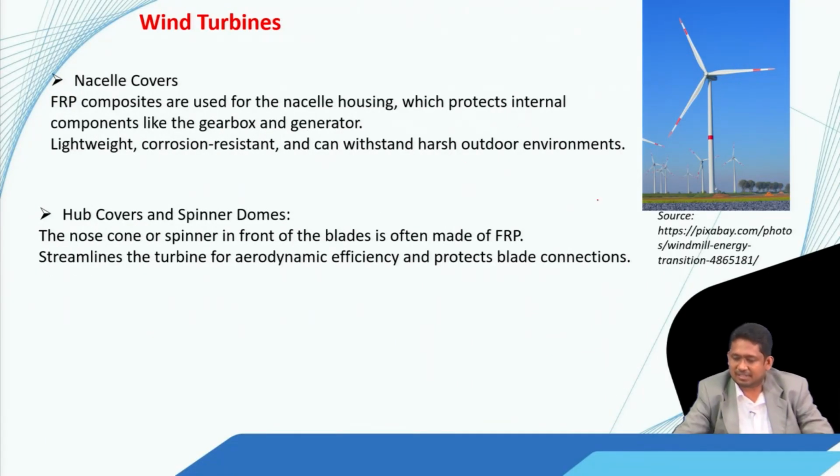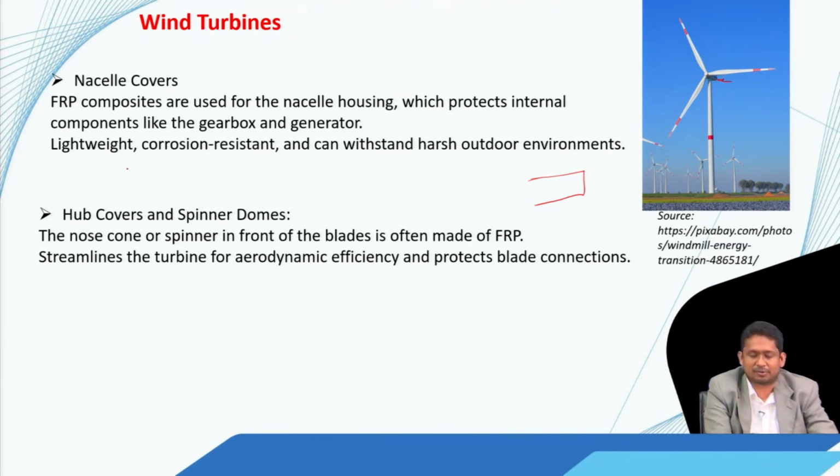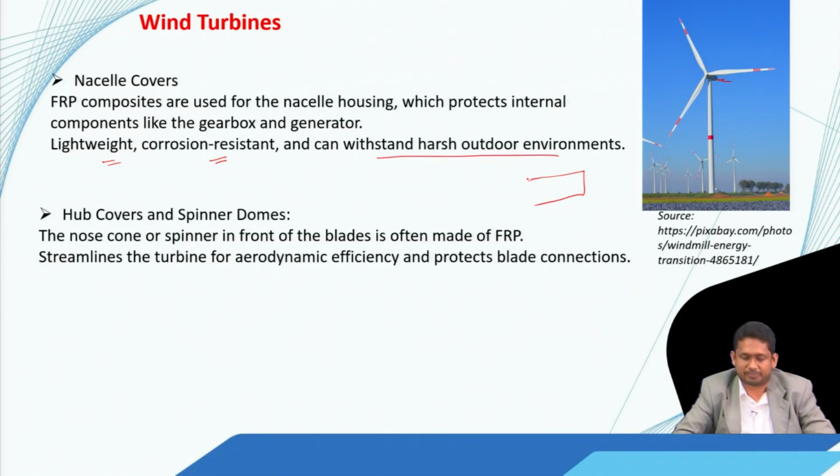Then if I look behind these rotors, there is a structure like this, and that is called the nacelle. This nacelle has the gearbox, generator and other components, so it is a cover to that. That is also made of composites for its lightweight and corrosion resistant properties, and it can withstand harsh outdoor environments. So, we can see a hub here.